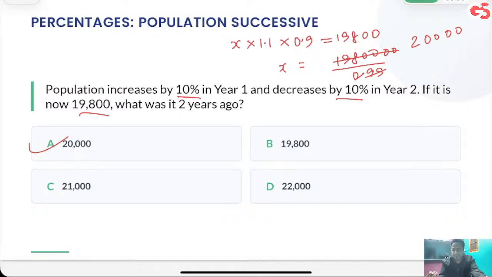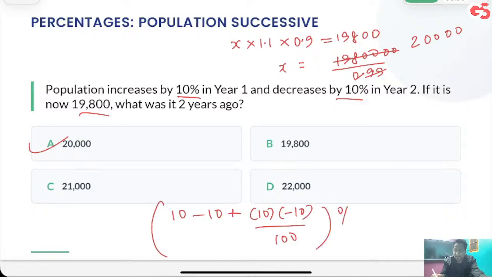We can also use successive percentage changes. So earlier it was a 10% increase, then a 10% decrease, and then just multiply these two, 10 into minus 10, whole upon 100 percentage. If I solve it, I get minus 1%. So this is a 1% decrease. So now the population is 99% of what it was earlier.